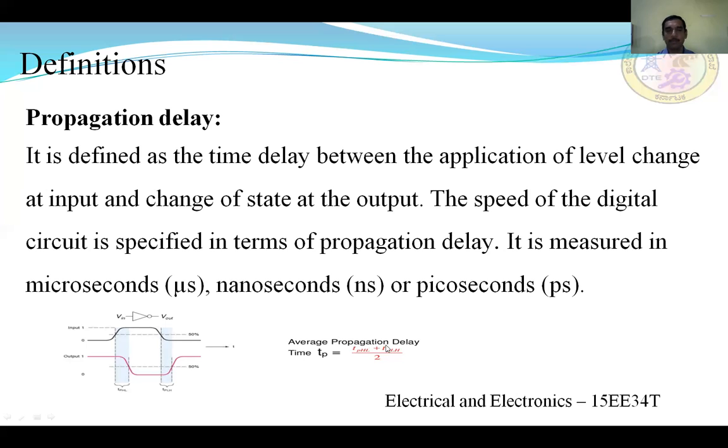The propagation delay is given by the formula (tPHL + tPLH) / 2, that is, the pulse delay at high to low and the pulse delay at low to high, divided by 2. We are taking the average of these two, and that will be your propagation delay. This is the definition of propagation delay. The main concept is that propagation delay should be less so that it is advantageous and your circuits work faster.